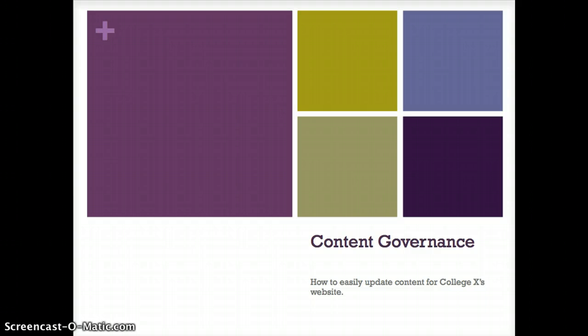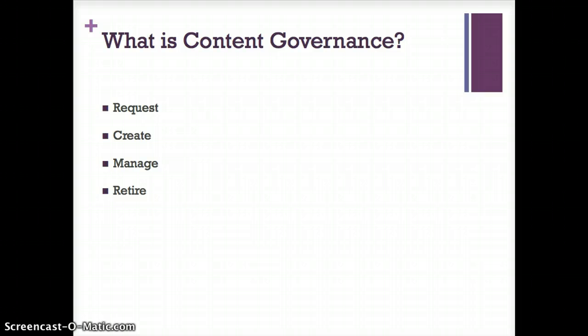However, you are overwhelmed with how you will produce the content and keep the content relevant on your site. I would like to explain to you a system called Content Governance, which consists of 4 phases: request, create, manage, and retire. These phases will ensure your content is up to date and easy to maintain. Let's look at the process in depth.